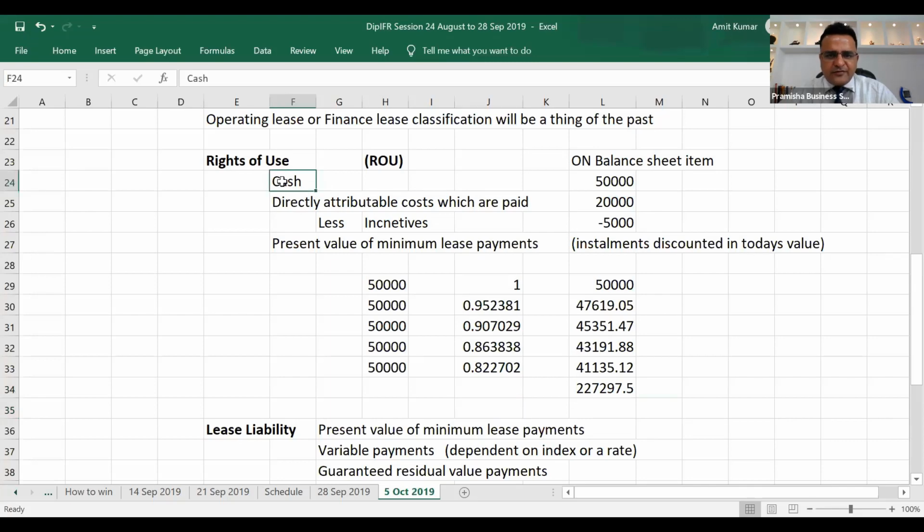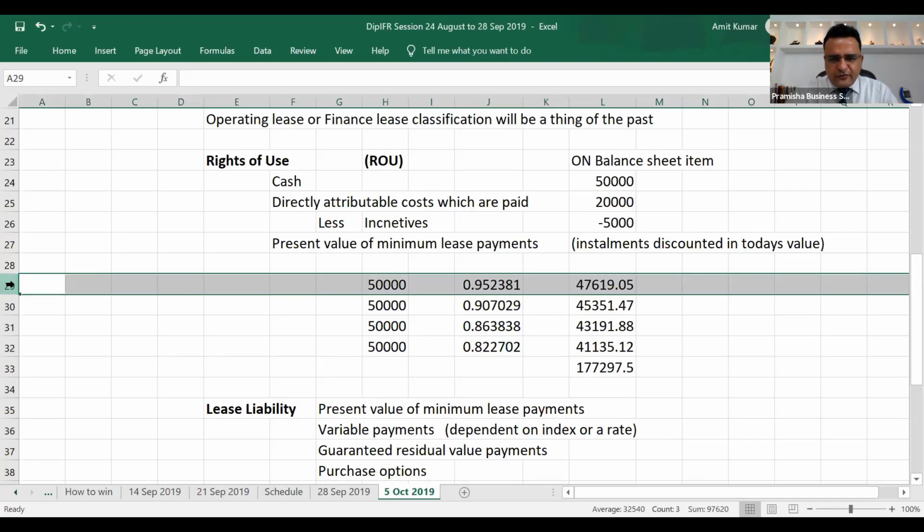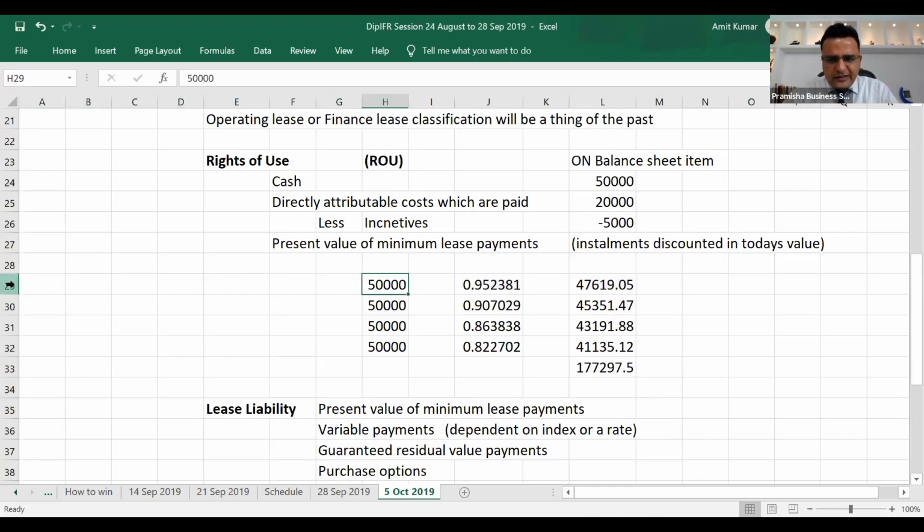So we made a cash payment today of 50,000. Present value of minimum lease payments, when I discount to present value, means this 50,000 I'll not be including in it, because I've already included this as part of the total lease liability which the entity is liable to pay over a period of 4 years beginning next year, which is actually 177,297.